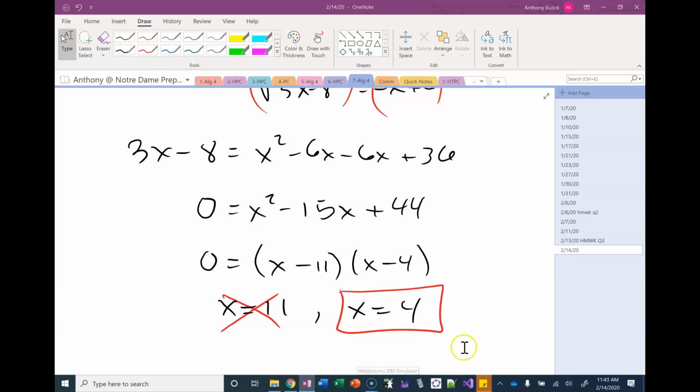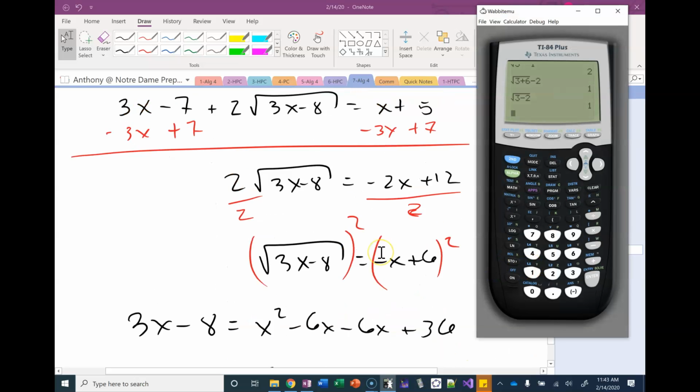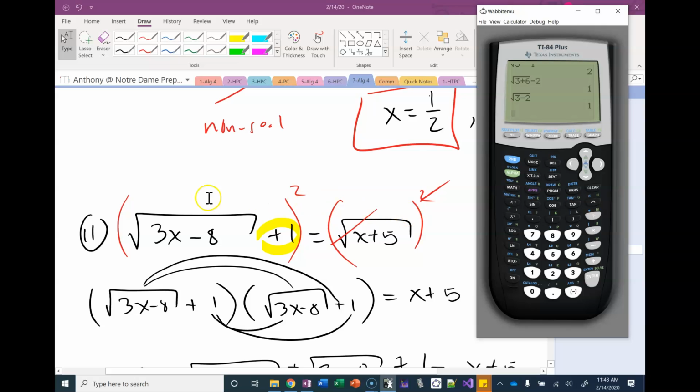I'm just going to use my calculator to do this because it should be pretty quick. I'm going back to the original problem, and I'm going to plug 11 in for the left-hand side and then 11 in for the right-hand side, and just make sure that they agree. So 3 times 11 minus 8, and then plus 1 gave me 6. And when I do it to the other side, I get 4. Since the two sides don't agree, I know that 11 is not actually an answer. And then I would repeat the same process for the 4, and that one does work.